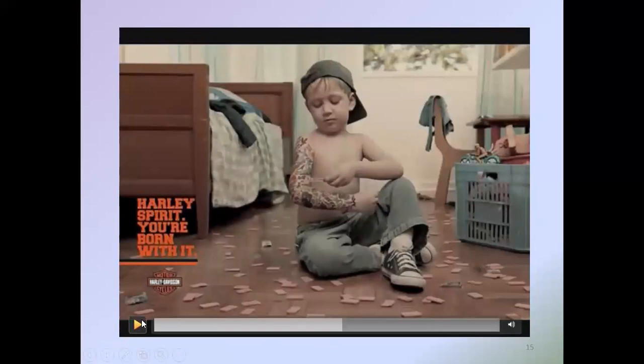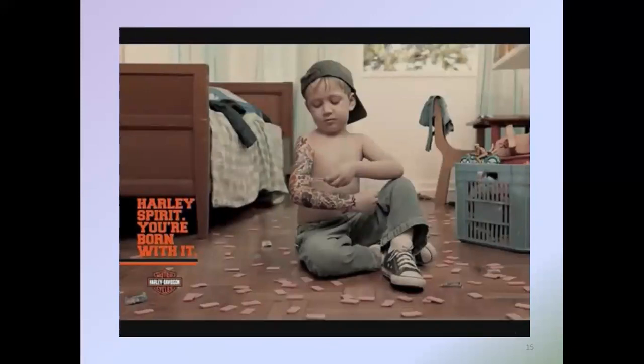Okay, an advert by Harley Davidson, the motorcycle company. He has a small child with an arm full of tattoos, and it says, Harley spirit, you're born with it. Okay, so the idea is that from a young age, you are born into the lifestyle of owning this vehicle.